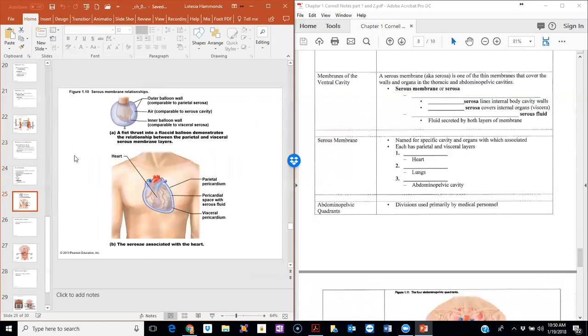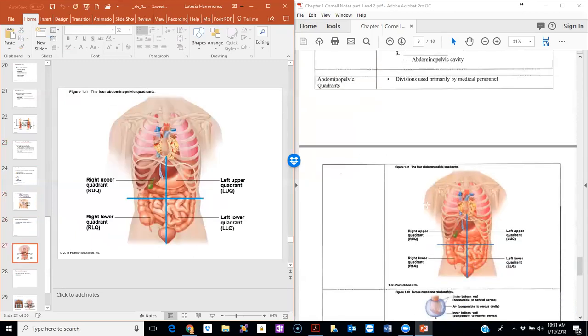All right, so this particular one just gives you a breakdown of the serous membrane. If this was a balloon and you stick your hand inside of the balloon, the outer portion would be the parietal portion, the outer covering, and then on the inside where your hand is, the inner ball would be the visceral portion of it.